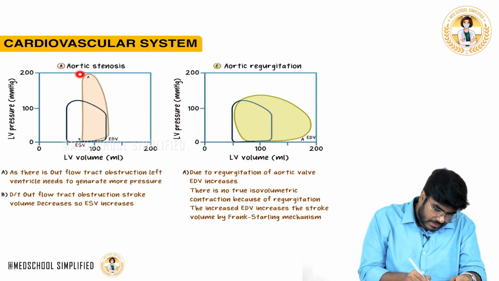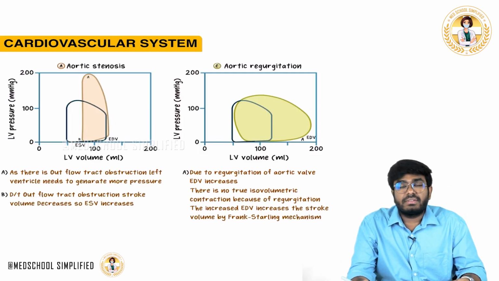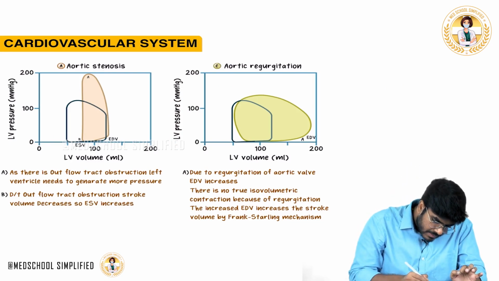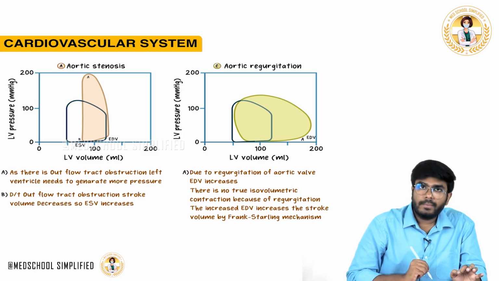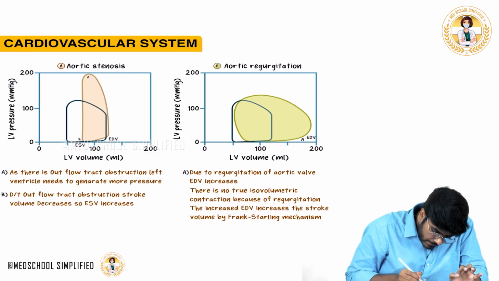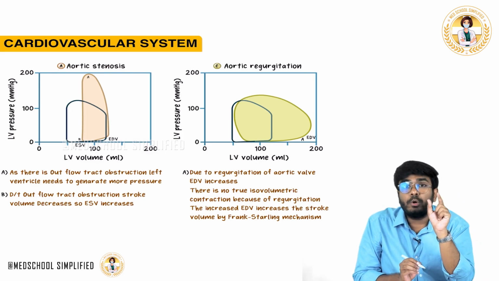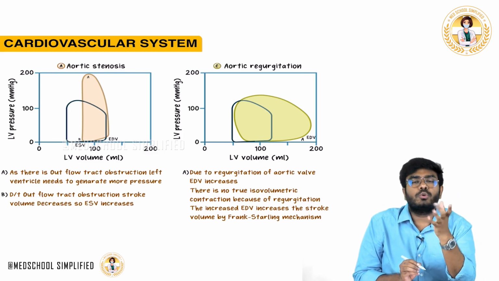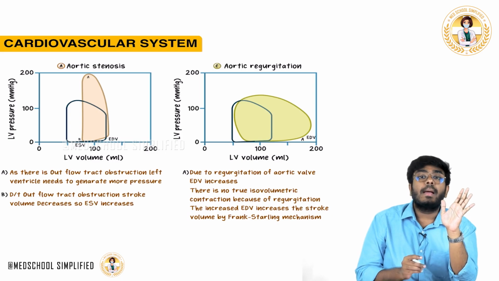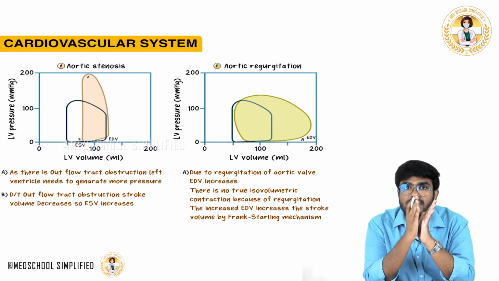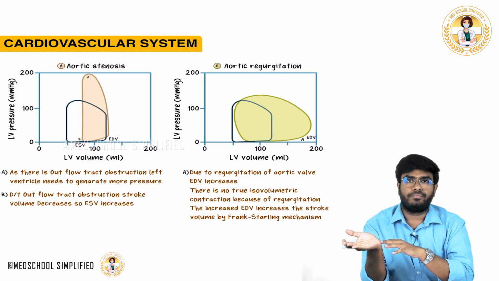In aortic stenosis, what changes will you see in the left ventricular pressure volume loop? This black curve is absolutely normal. In aortic stenosis, what is the problem? The aortic valve is stenosed. So there is outflow tract obstruction. Blood is not moving from the left ventricle into the aorta.